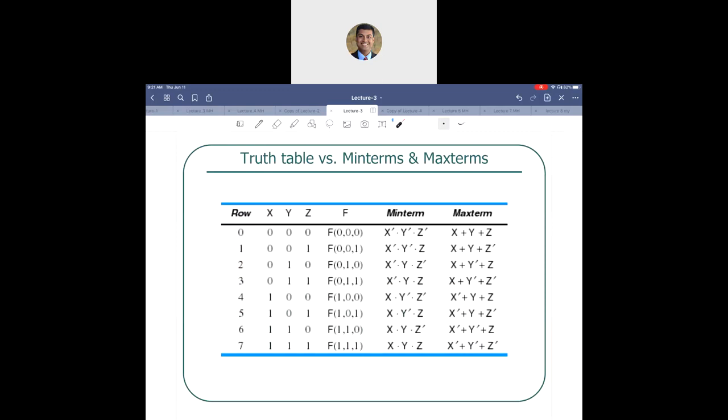So let's try to identify those minterms and maxterms for each particular row. So we are going to index each entry in a 3-input truth table using row numbers.